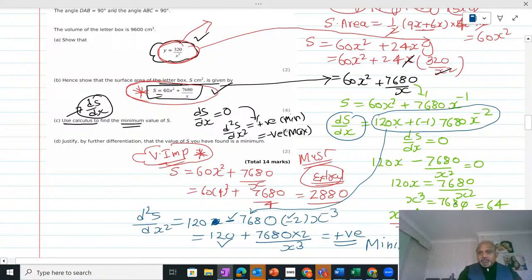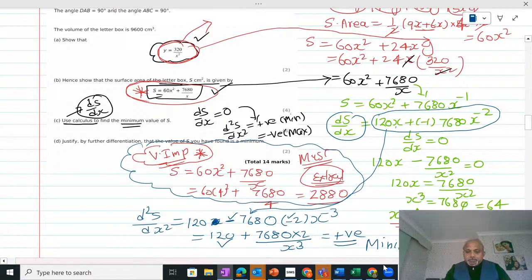This is what everybody does. After this, you just stop, and you do not do this part which is in the blue cloud. So this is very important. So the value will be minimum. Is that okay, guys?